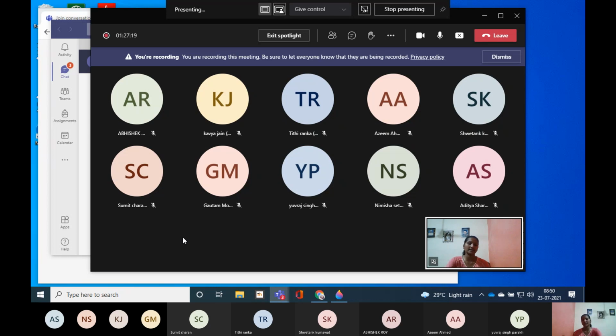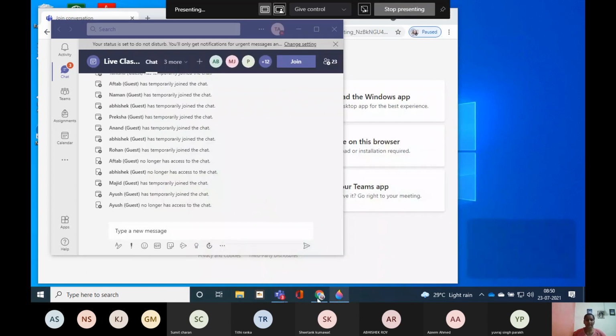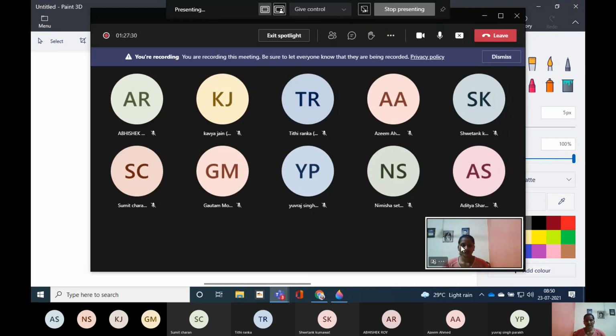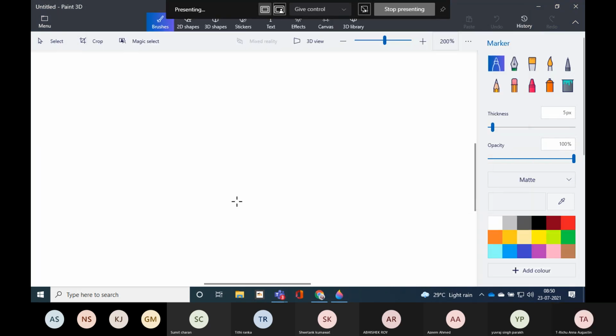Now, how can you draw this diagram? I'll show you how you can draw it easily, or how you can remember it in an easy way. Just a minute. Yes, can you see? I have opened a paint box. So here I'll show you how you can easily draw this diagram.